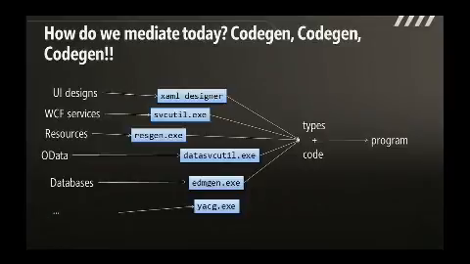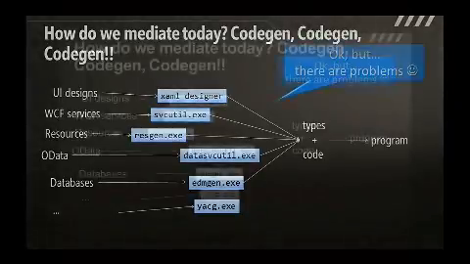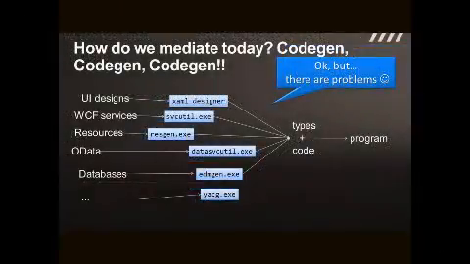Yes, we get strongly typed views of resources associated with your application, of OData feeds coming from all sorts of services like SharePoint or web data. Facebook has OData feeds, or Netflix and other ones, and databases as well. We've always done a lot of code generation. So that's okay, but it's got problems. Okay, we generate too much code.